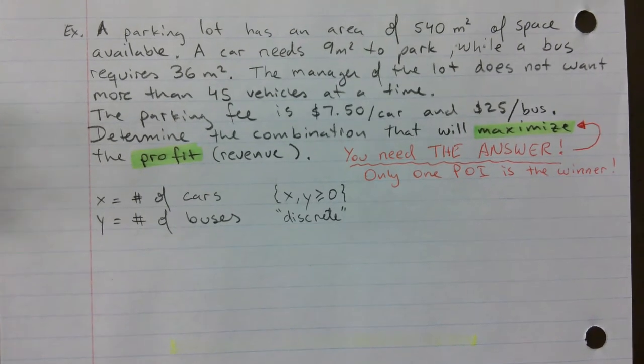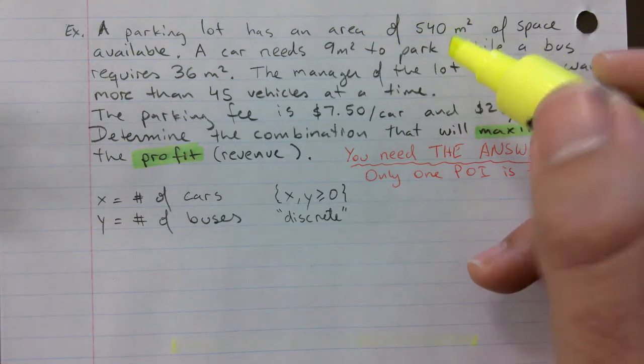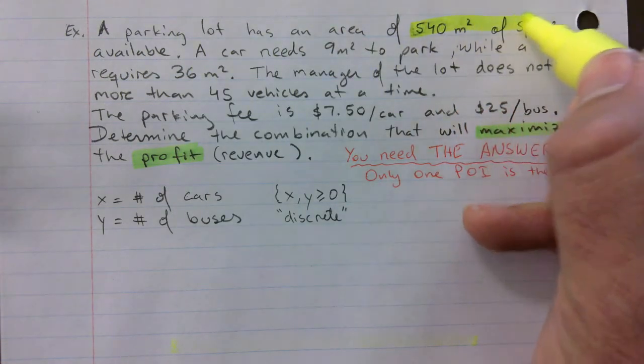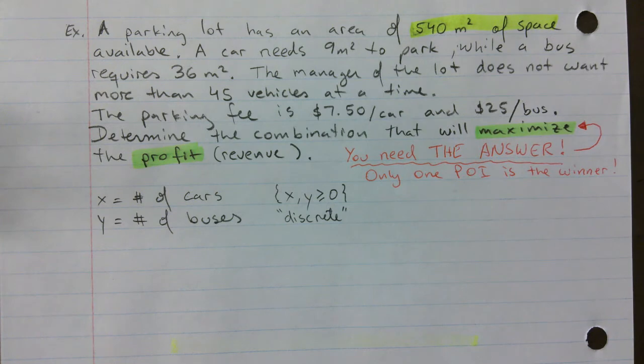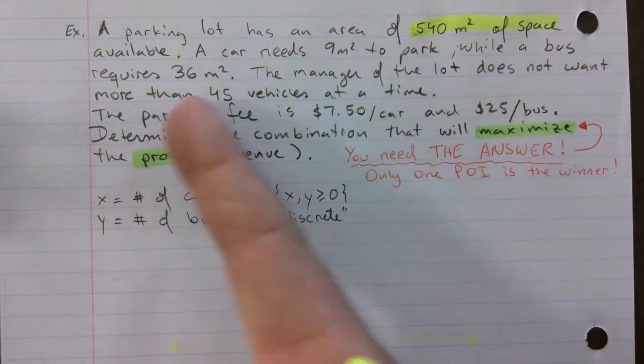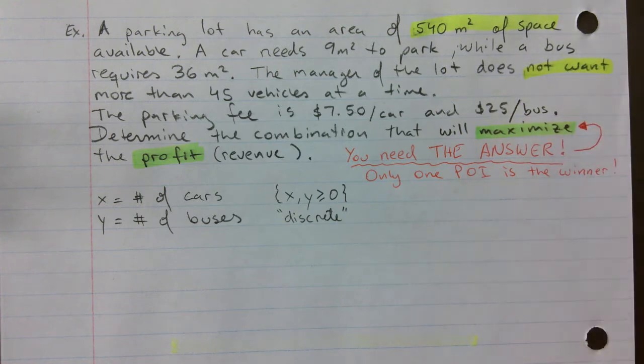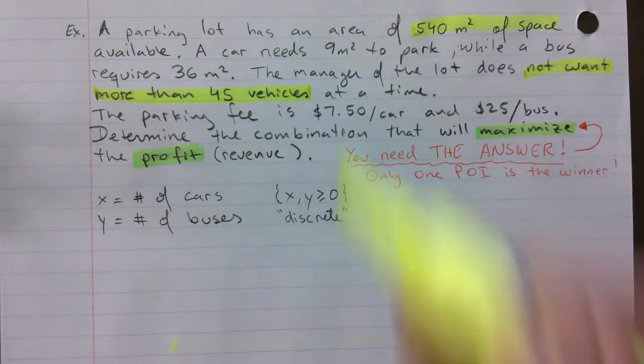And now I'm going to grab my yellow highlighter, right? The lot has 540 square meters of space. So that is an inequality, right? I keep reading, there's 9 square meters for the car and the bus requires 36, but that doesn't give me an inequality. The manager of the lot does not want more than 45 vehicles. Basically, no more than 45 vehicles.